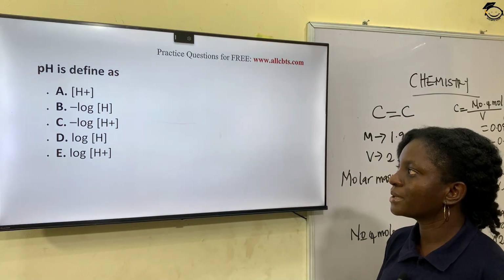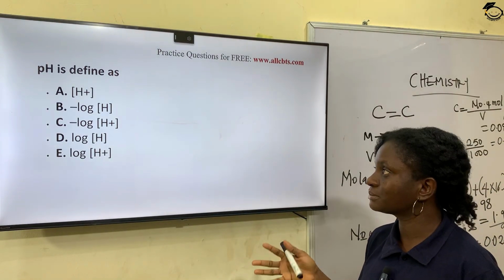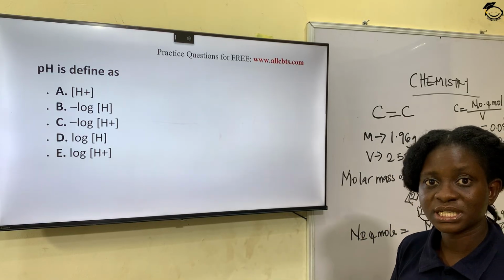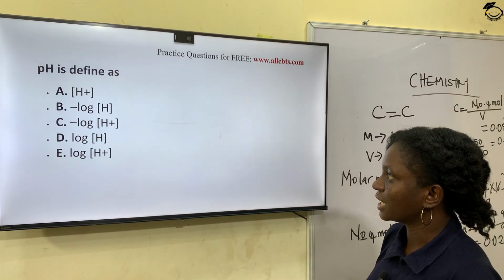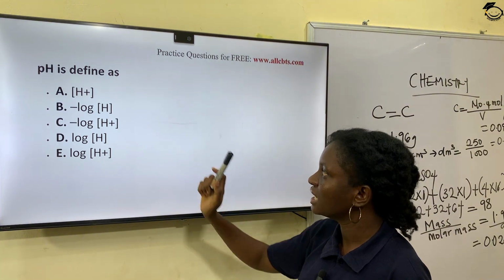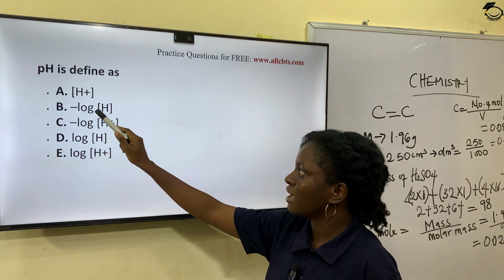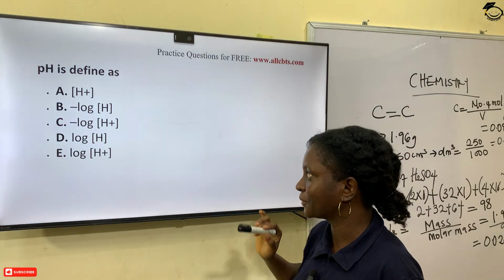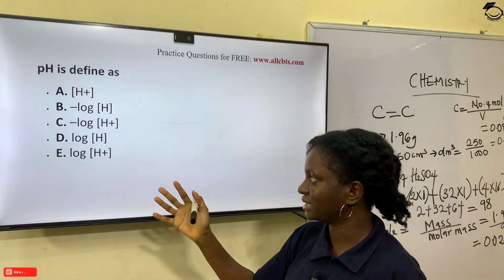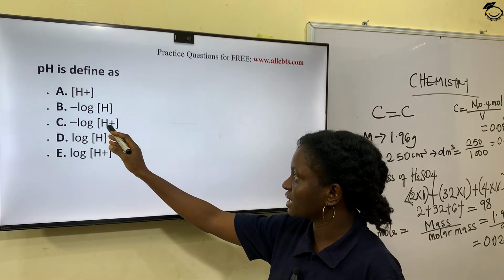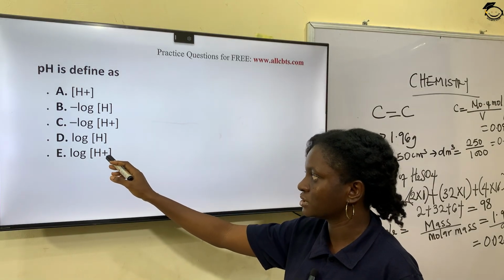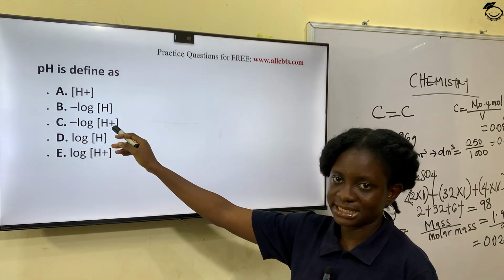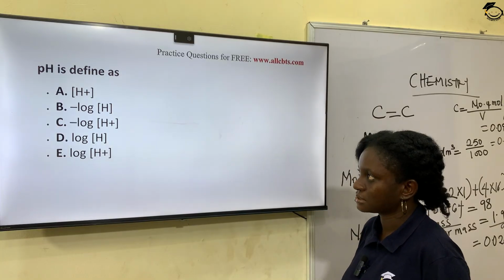Next question. pH is defined as, what is pH? That is a measure of hydrogen ion concentration in a solution. Here we have three options with hydrogen ion, but pH has a logarithm. So we have minus logarithm H plus and logarithm H plus. The correct answer is minus logarithm H plus. pH is represented like this. Option C is the correct answer.